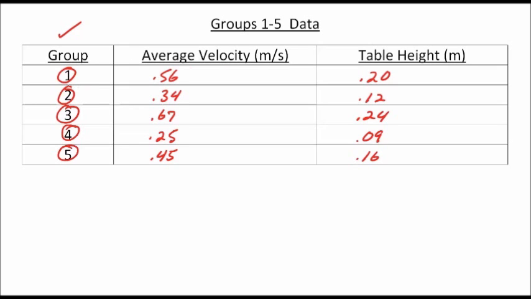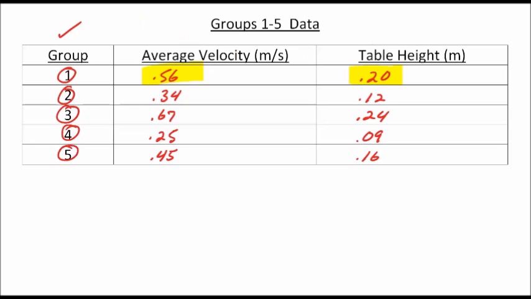Let's see, group 1, the average velocity that they calculated was 0.56 meters per second. Group 2, 0.34 meters per second. Group 3, 0.67 meters per second. Group 4, 0.25 meters per second. Group 5, 0.45 meters per second. So 5 groups, 5 different velocities, and 5 different table heights. You notice that each group has both a velocity and a table height, and it's different for each group.